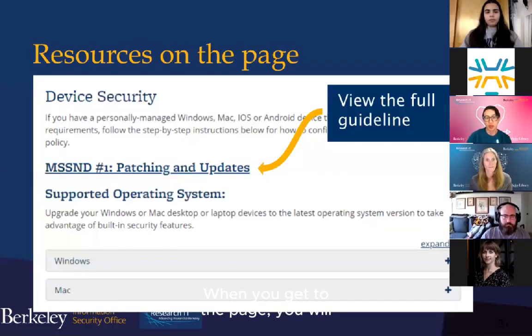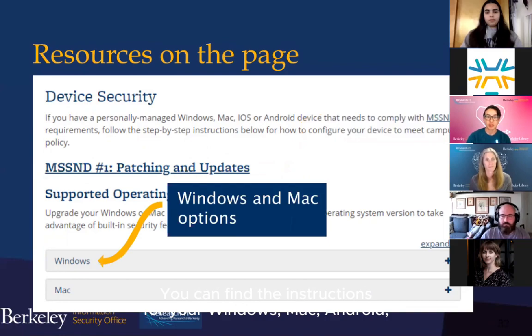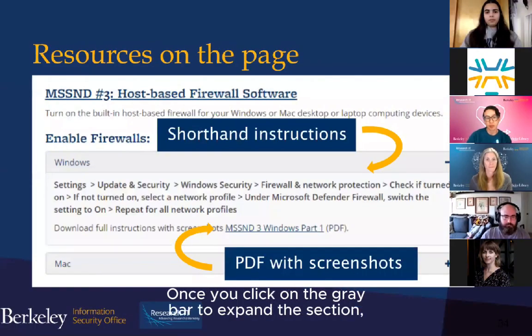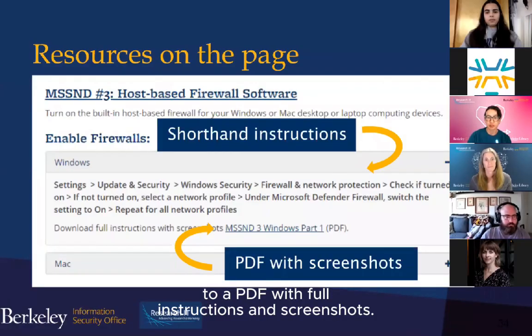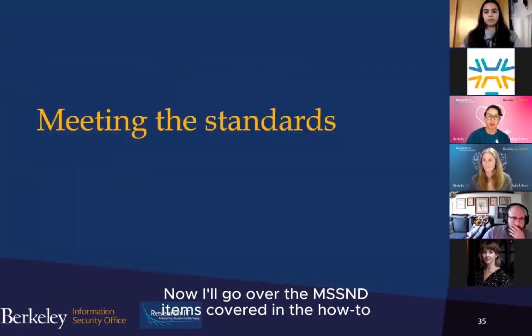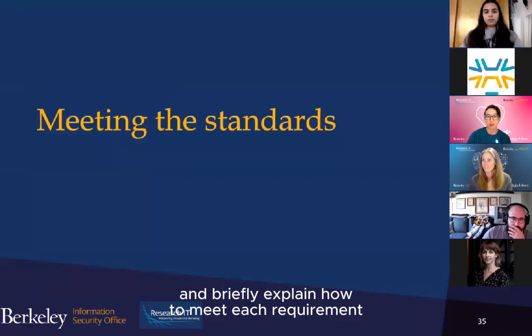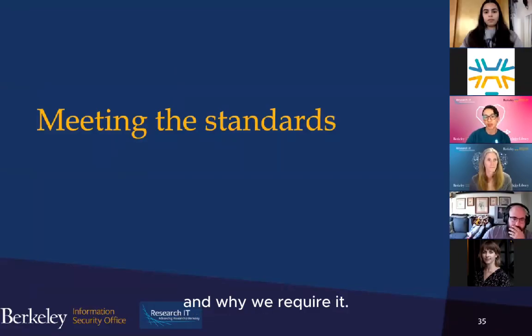When you get to the page, you will find all of the requirements. Click on the hyperlinked header to view more information about each guideline. You can find the instructions for your Windows, Mac, Android, or iOS device underneath each guideline. Once you click on the gray bar to expand the section, you will see shorthand instructions followed by a link to a PDF with full instructions and screenshots. Now I'll go over the MSSND items covered in the how-to and briefly explain how to meet each requirement and why we require it.